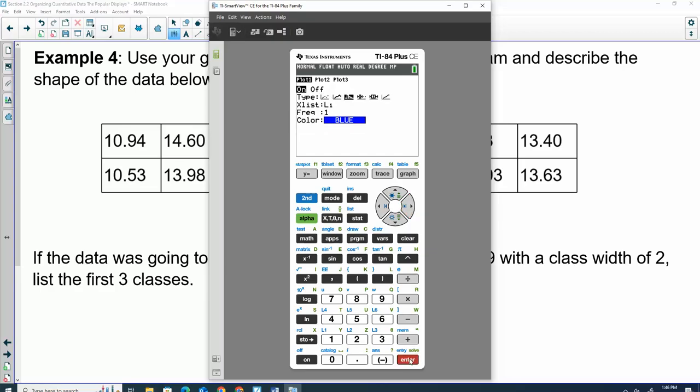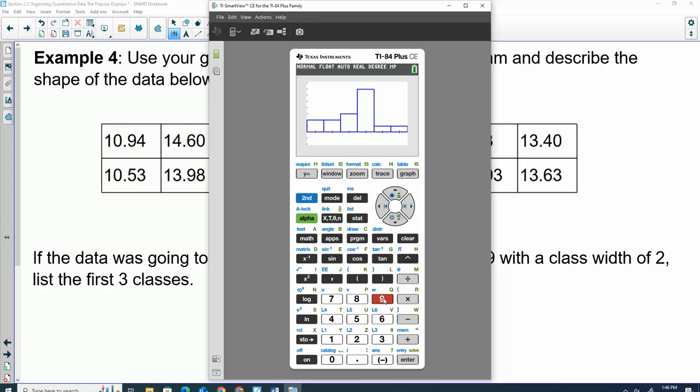As long as you put everything in your first list, the rest of the information here is correct. And if you go to Zoom and number 9, it's ZoomStat. It will zoom to wherever our data is. So Zoom number 9. It should show you a histogram.